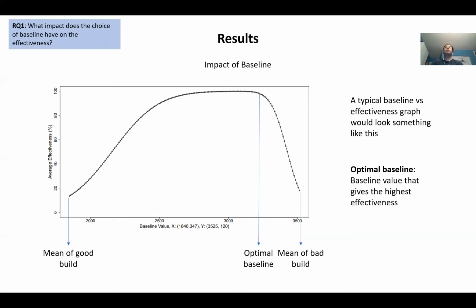Okay, so what I did here is that I graphed the baseline value ranging from the mean of the good build to the mean of the bad build. And then I essentially just plotted the effectiveness going from within that range. Okay, so a typical graph would look something like this, where you have something that increases monotonically, and then it reaches some sort of peak, and then after it reaches the peak, it goes down. So this is the typical pattern that you would see in these baseline graphs.